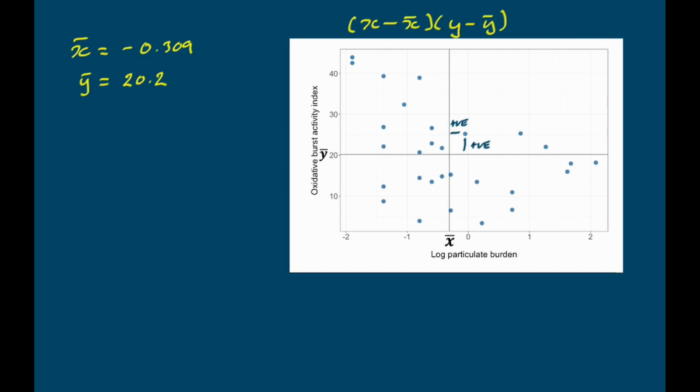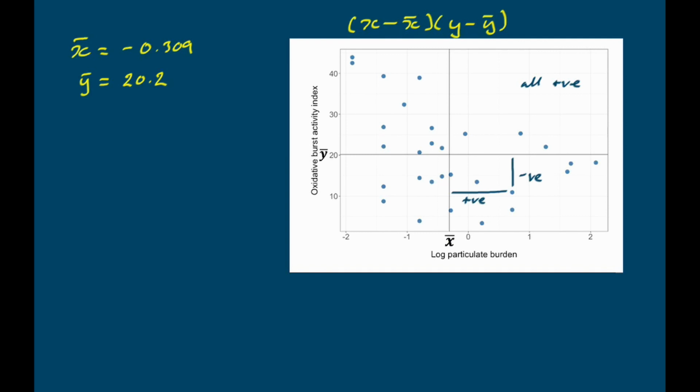So any data point with both an x and a y value greater than the mean will give you a positive value when you subtract the mean from each variable and multiply them together. So all of the ones in that part of the graph would give us a positive result. Let's look at this part of the graph now. This data point has an x value which is greater than the x mean, but a y value which is less than the y mean. So the x value minus the x mean is positive, but the y value minus the y mean is negative.